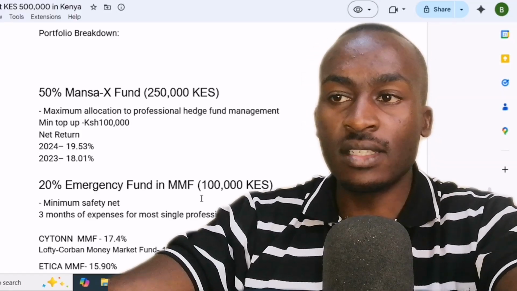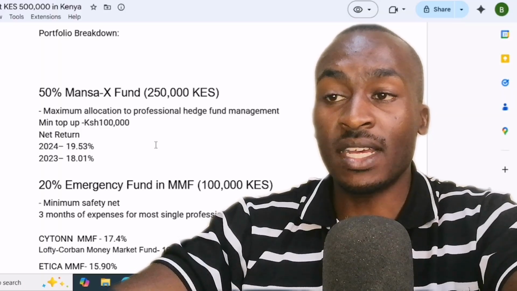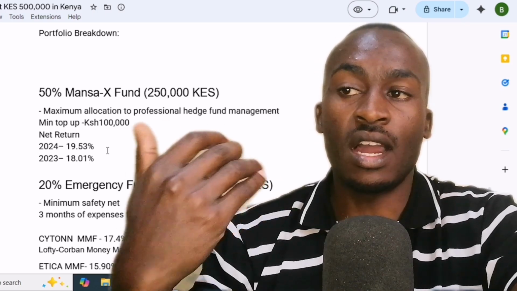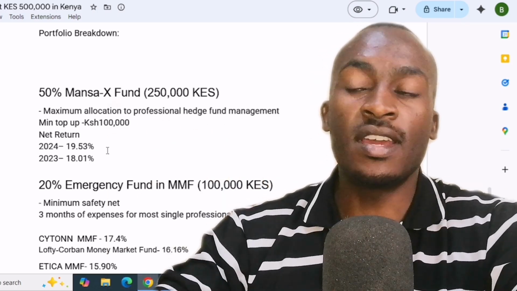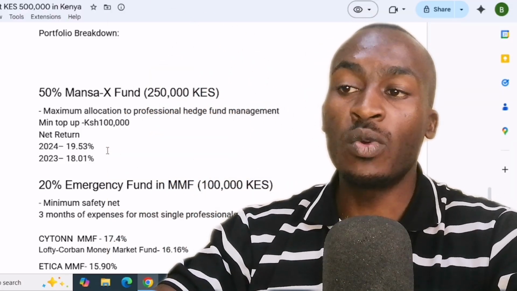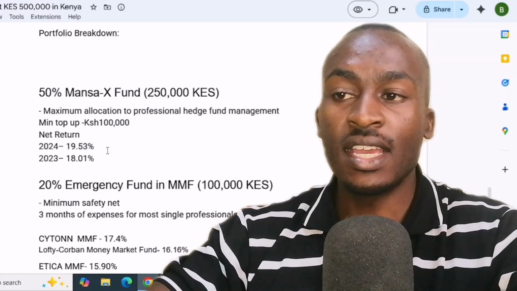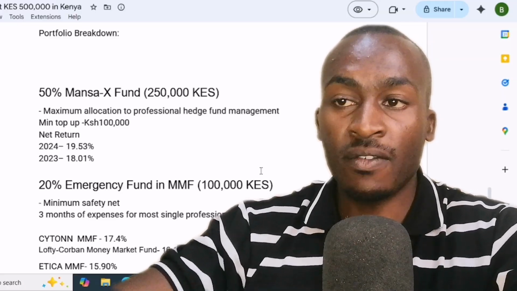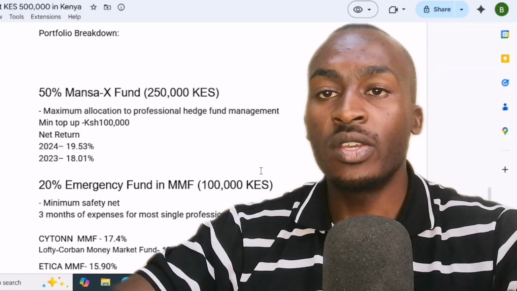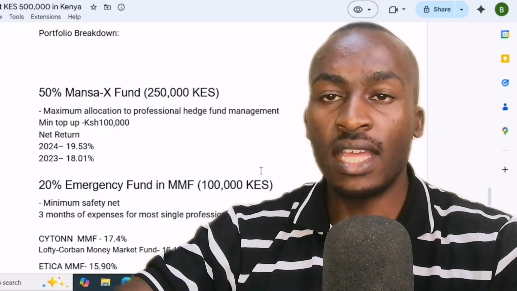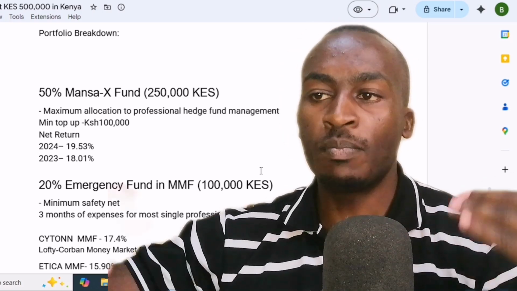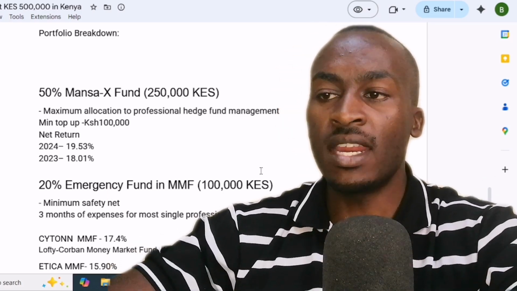And they have good returns. For last year, it was 19.53%, and for 2023, it was 18.01. So you can see this is a good return on investment. So before even you invest in Mansa-X, it's advisable you have an emergency fund. And we're gonna also put 100,000 Kenya shillings as emergency fund in an MMF. I've already shared with you about Saiton and even Etika as the best money market funds you can invest your emergency fund on. And the reason is because there is high liquidity and also you have caution on inflation. You are able to beat inflation by investing in money market fund.